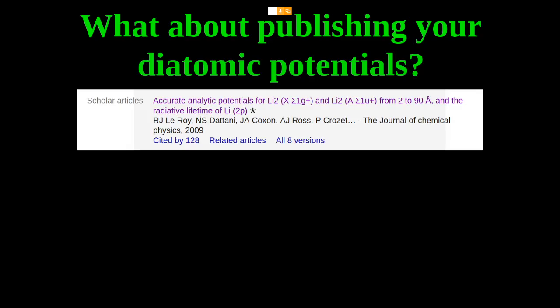Now, what about the possibility of publishing your diatomic potentials? That's what everyone's waiting for, right? Everyone's saying, I just spent 2 days calculating these energies in PySCF. When am I going to get my paper? You published something in 2009. You published something in 2011. Here I published something in 2009: Accurate analytic potentials for the lithium-2 molecule from 2 to 90 angstroms.